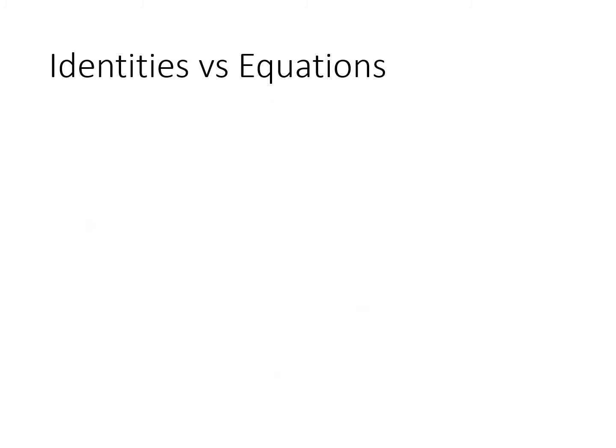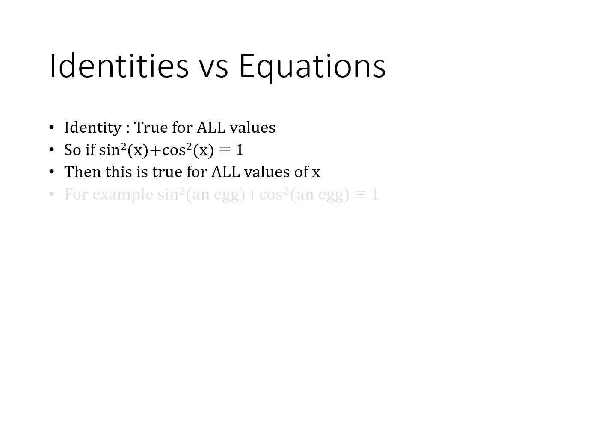So I thought I'd just add a little bit of a discussion here about identities and what makes an identity, and why is that different from an equation. Well, the key thing is that an identity is true for all values. So for example, taking the sine squared x plus cos squared x is identically the same as 1. It doesn't matter what value of x we choose. So for example, if we had sine squared of an egg plus cos squared of an egg, that would still be equal to 1. If we could take the sine and the cos of an egg, I'm not sure we can.